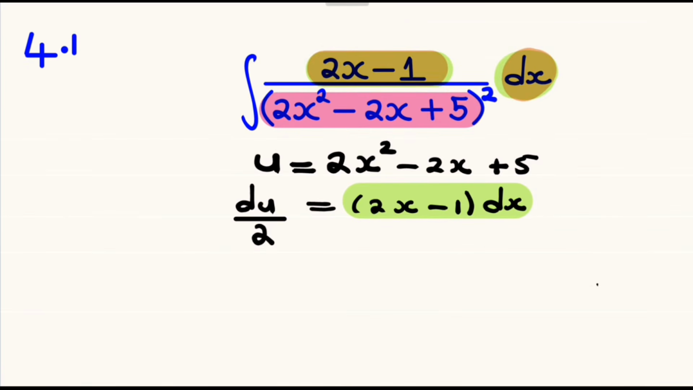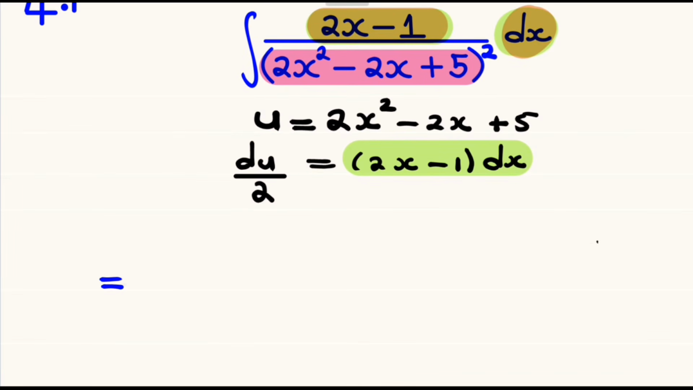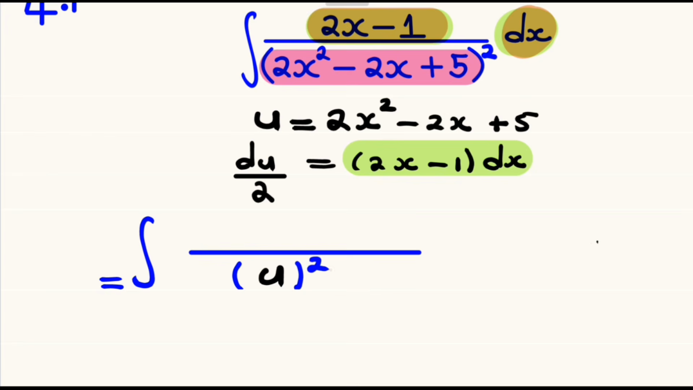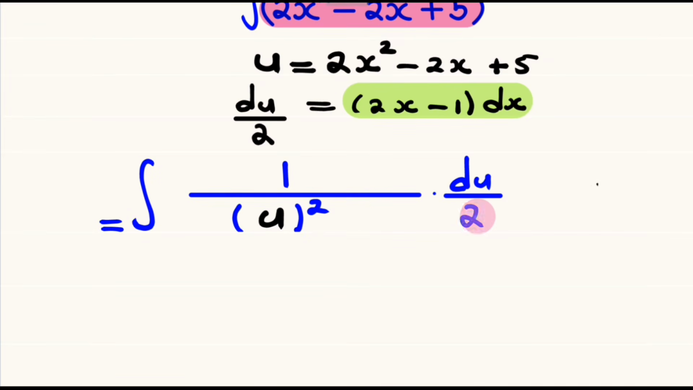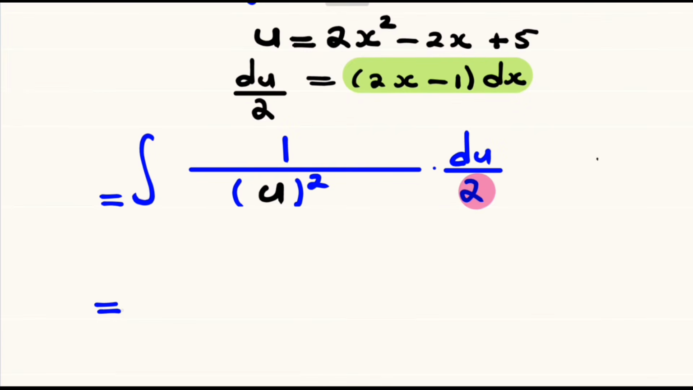We have the integral, but in the place of the 2x squared minus 2x plus 5, we substitute the u, and the 2x squared minus 2x plus 5 is squared, so even the u will be squared. And in the place of the 2x minus 1 dx, we substitute du divided by 2, and that 1 divided by 2 is a constant. We can factor it out of the integral since it won't affect the integration process, and that u squared, we move it from the denominator to the numerator, and its exponent will change sign to negative 2.